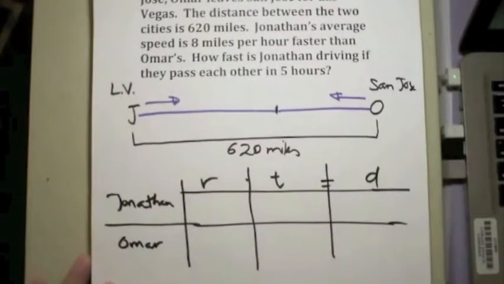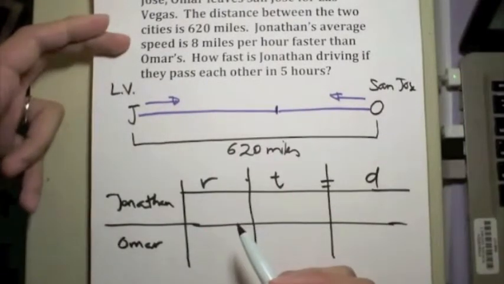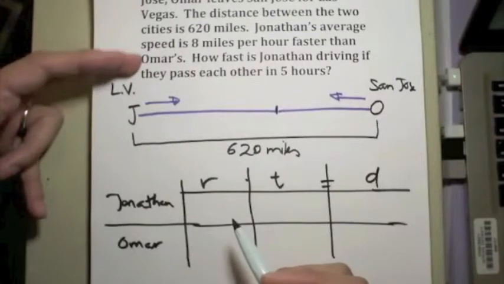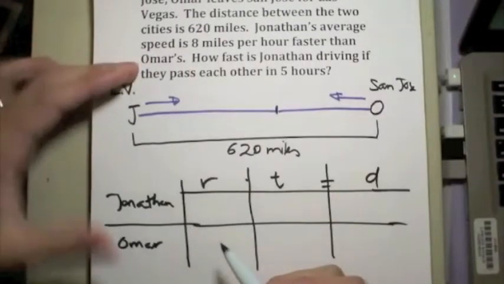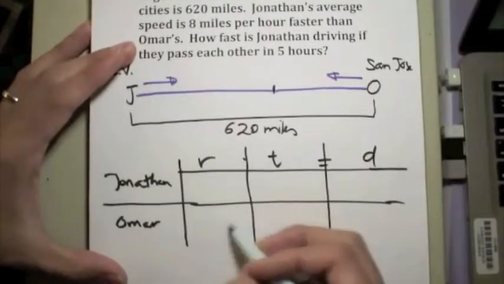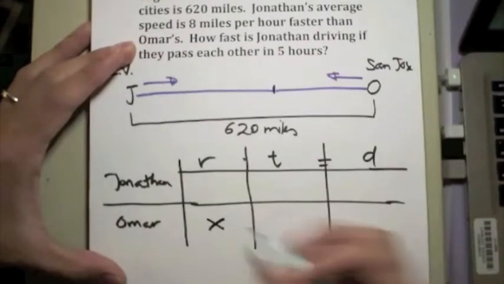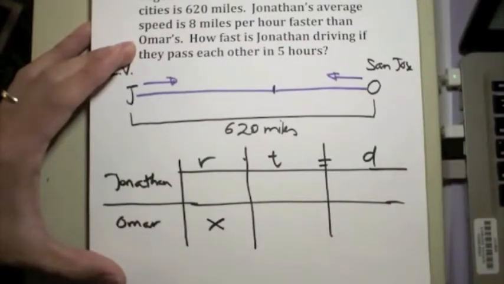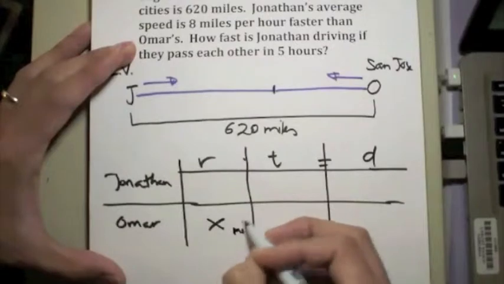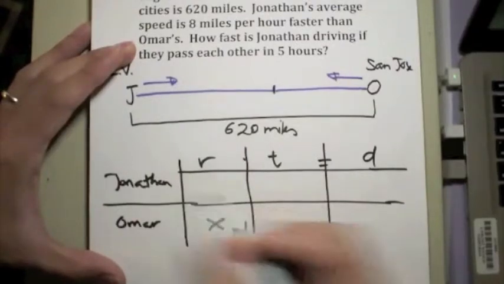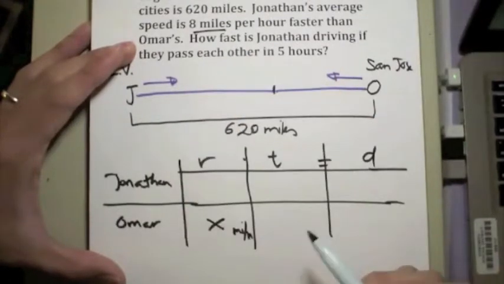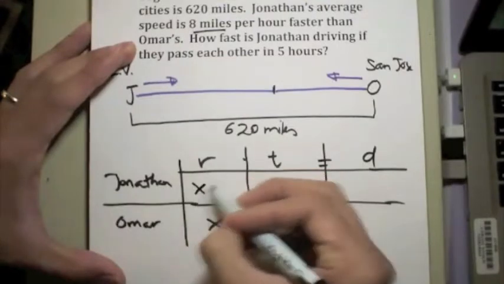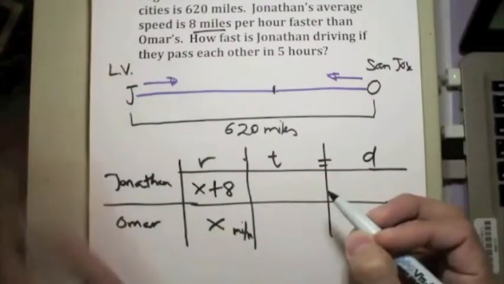And for Jonathan, let's take a look at his speed. We know he's going 8 miles faster than Omar. And so we need to go back to Omar. Do you know what Omar's speed is? No, we don't. So we can declare it as, hey, I don't know what his speed is. Therefore, I'm going to declare it as x miles per hour. And since Jonathan is going 8 miles faster than he is, it'll be x plus 8, right? Because he's going 8 miles faster.